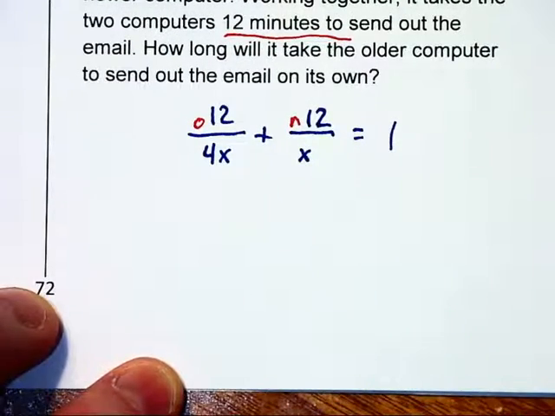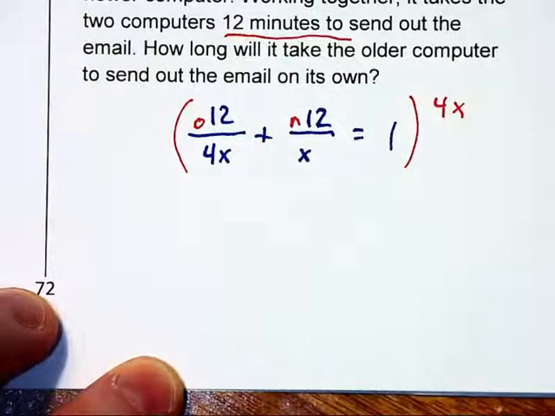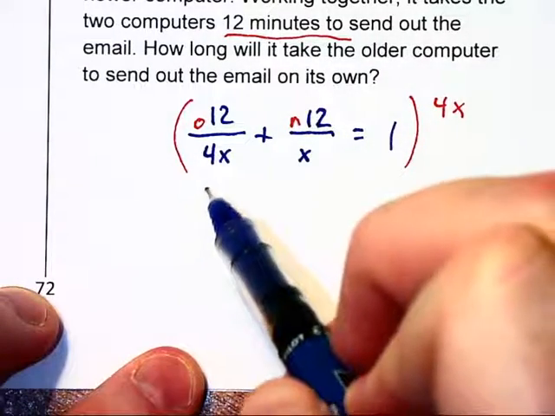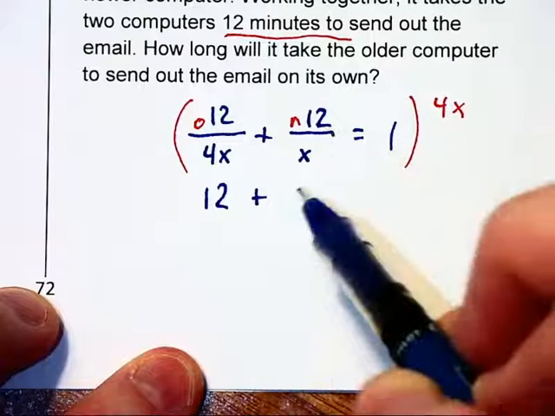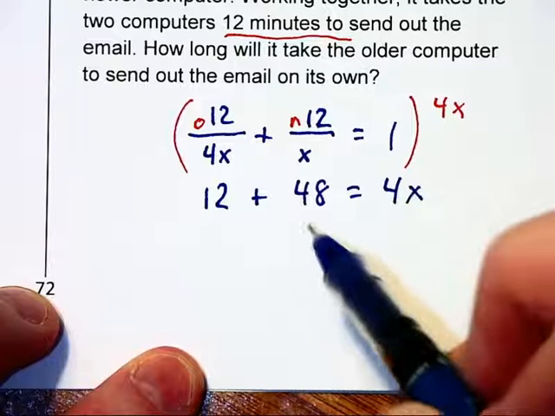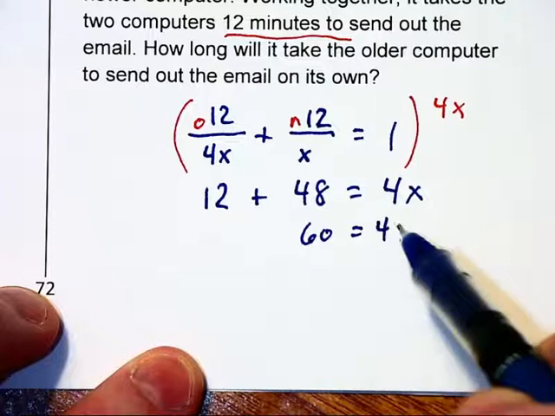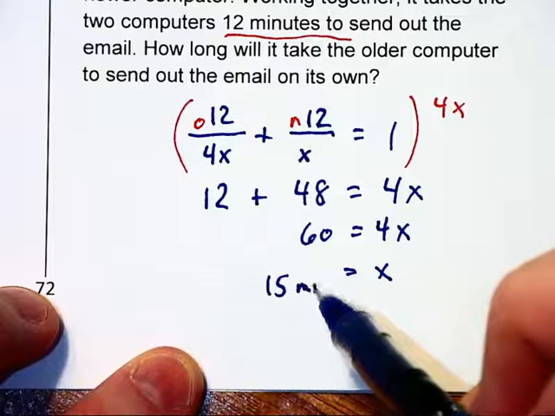So we're going to multiply through by the least common denominator, which is 4x. In the first fraction, that cancels out altogether, leaving 12. In the second fraction, the x's cancel, so we have 4 times 12, which is 48, equals 4x. 60 now is going to equal 4x, and x is then going to equal 15 minutes.